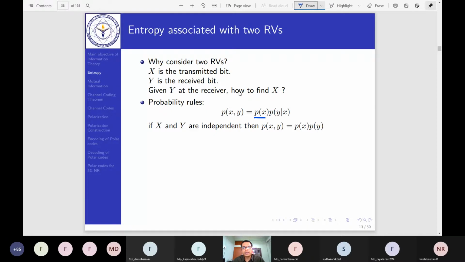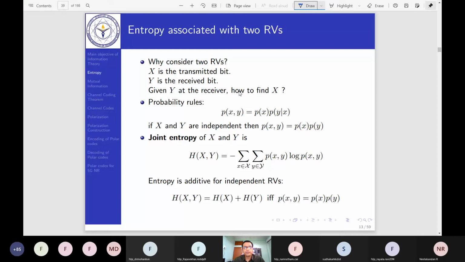If x and y are independent, then this joint probability mass function is equal to the product of the marginal probability mass functions. So we can define the joint entropy of x and y. The underlying probability function will be the joint probability mass function. So instead of using the individual marginal probability mass function, we have to use the joint probability mass function. And if the random variables are independent, the joint entropy will be additive.